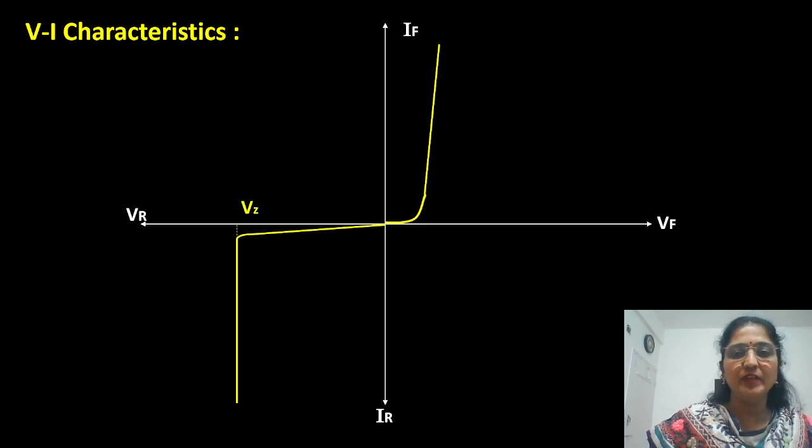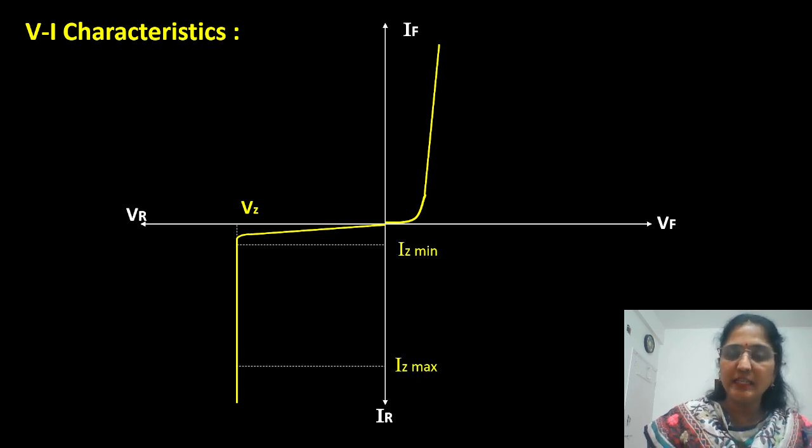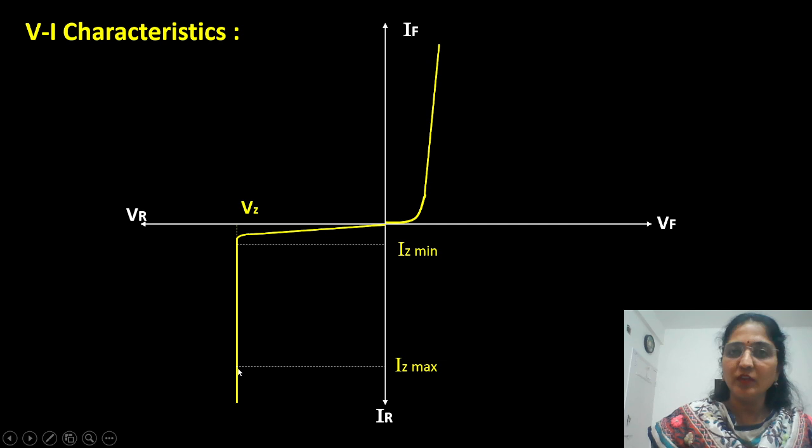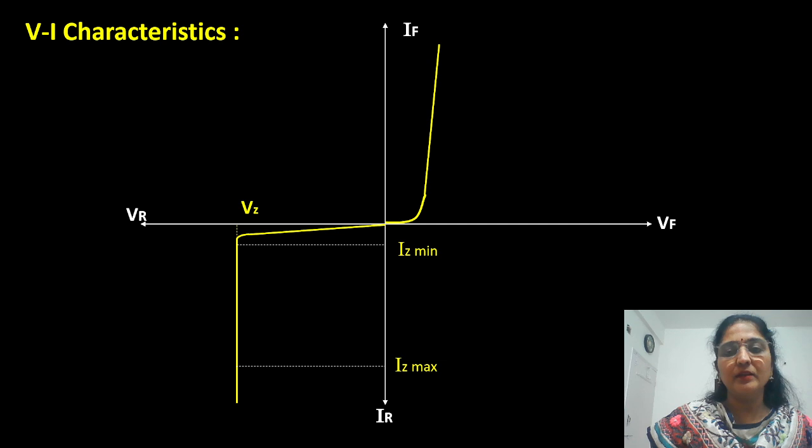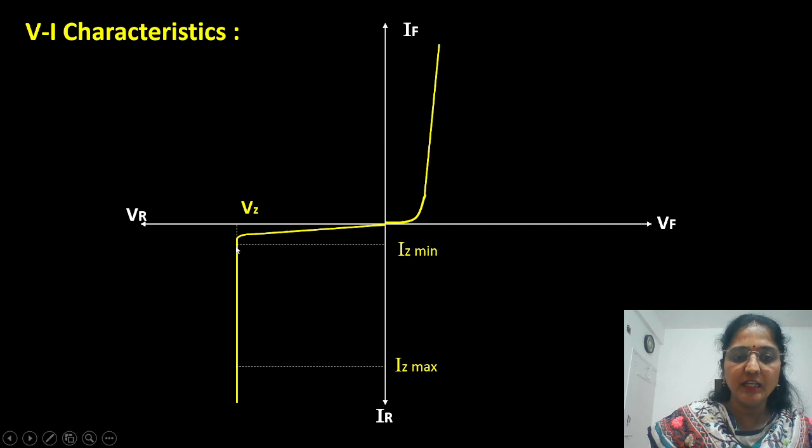So at Vz, what will happen? A large current will flow through the Zener diode. As we increase the voltage, the value of current will increase. But we should not increase the voltage beyond a certain value, because when the current flowing through the diode goes more than Iz max, the diode goes into avalanche breakdown and it will break completely. So the current flowing through the Zener is between Iz minimum and Iz maximum.